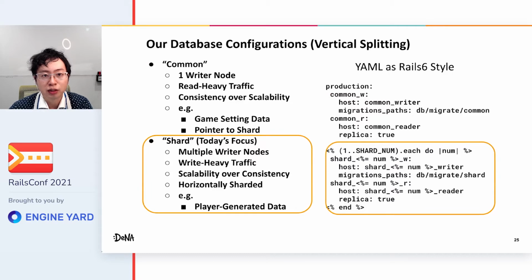The other part is shard, which is the main focus of today's session. There are multiple writer nodes, and this is optimized for write-heavy traffic. We prioritize scalability over consistency here. Also, this shard database is horizontally sharded. For example, player-generated data is stored in the database.